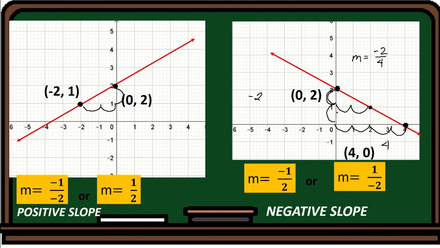So, isa sa mga consideration to identify your slope is a positive: if both numerator and denominator are positive, your slope will become a positive slope. If one of your numerator or the denominator is a negative, your slope will be a negative slope.